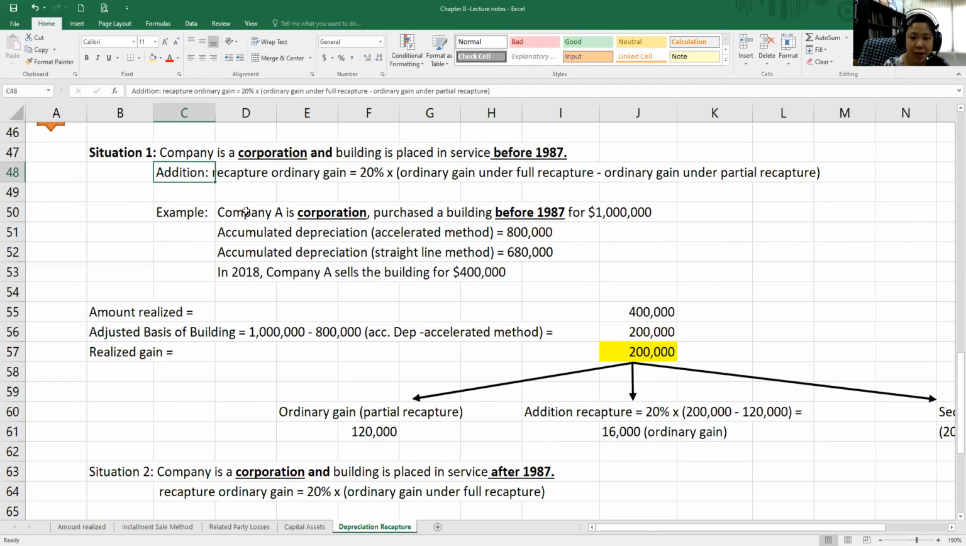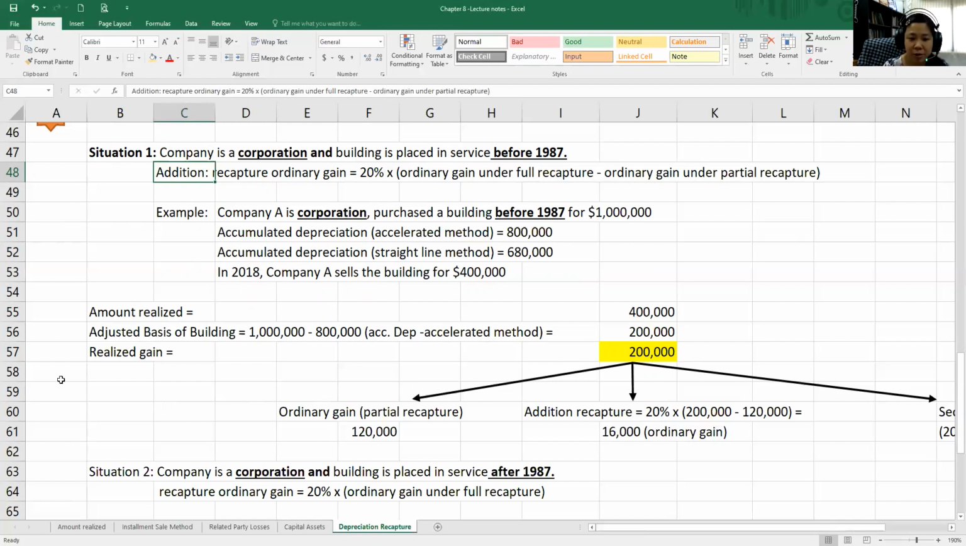Example: Company A is a corporation that purchased a building before 1987 for $1 million. Accumulated depreciation using the accelerated method is 800,000. Accumulated depreciation using the straight line method, on the same building, is 680,000. And in 2018, Company A sells the building for 400,000.